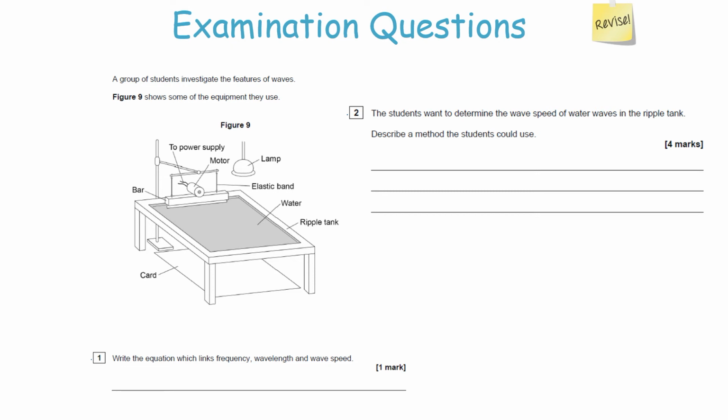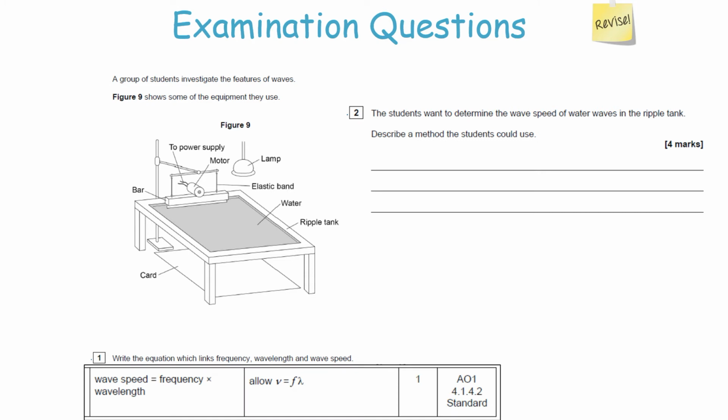So once again, it's very important you learn your equations in physics. So the equation is wave speed equals frequency times by wavelength. In symbol form, v, the wave speed, is equal to frequency f times by lambda, the wavelength. Now here you've got to look at how you can then work out the wave speed. If we work out frequency and we work out wavelength, and multiply the two values together, we'll work out what the wave speed is.